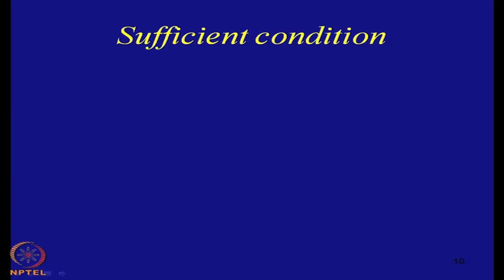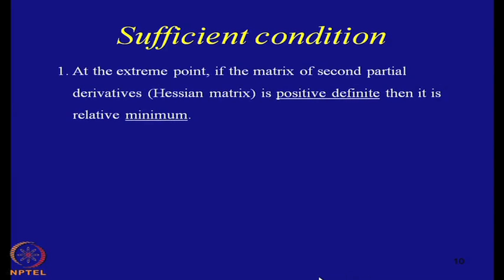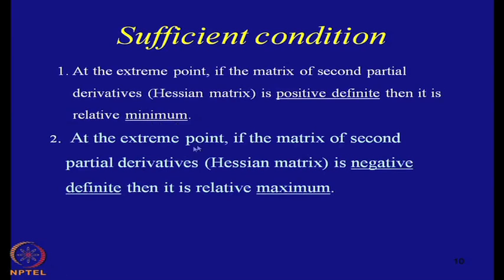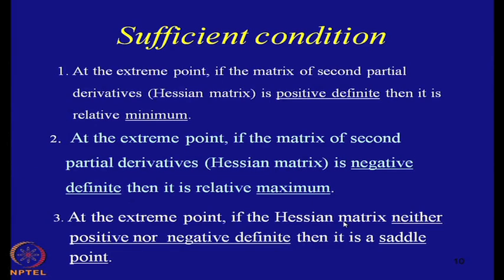Now let us come to the next, that is the sufficient condition proving. In the sufficient condition, the first condition tells us that at the extreme point, if the matrix of the second order partial derivatives, that is the Hessian matrix, is positive definite, then it is a relative minimum. If the Hessian matrix is negative definite, then the corresponding extreme point is a relative maximum. And if at the extreme point the Hessian matrix is neither positive nor negative definite, then we conclude that this is a saddle point.